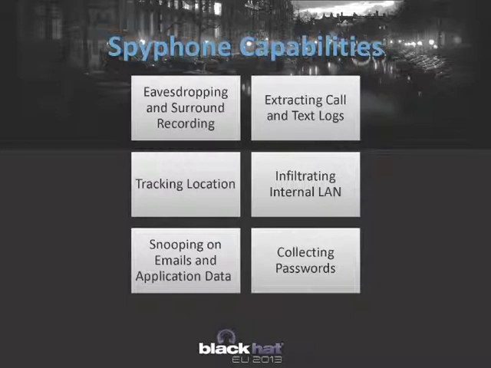Now, the spy phone capabilities usually available on the market right now are pretty generic. Considering what you can do: eavesdropping on calls, doing surround recordings, so for example, if a person is in a meeting, being able to track location, snooping on corporate or personal emails and application data, and also extracting confidential information, like passwords in certain applications, and sometimes even being able to access the private LANs of certain corporations through VPNs configured on the device.